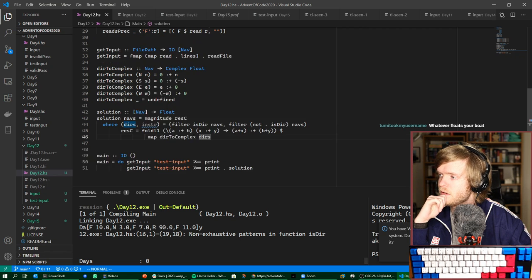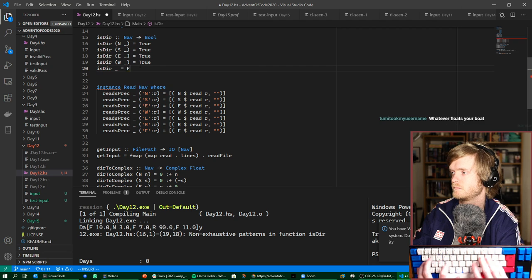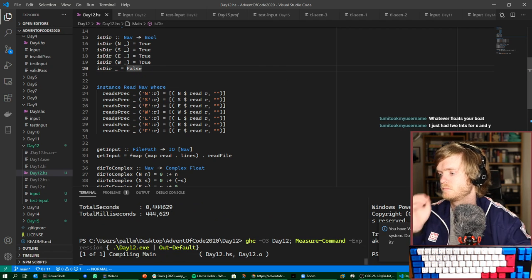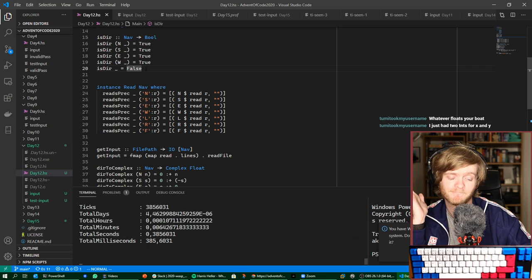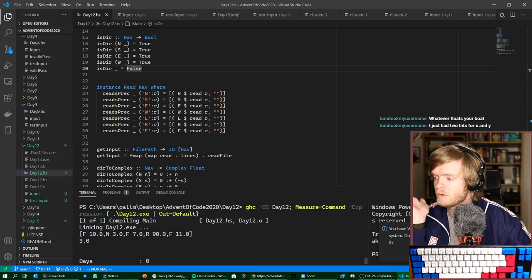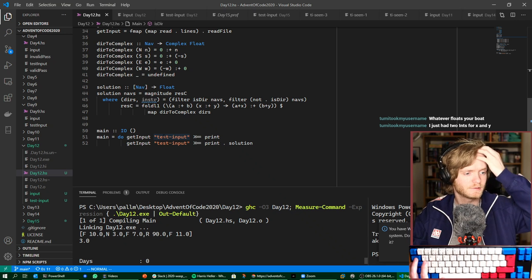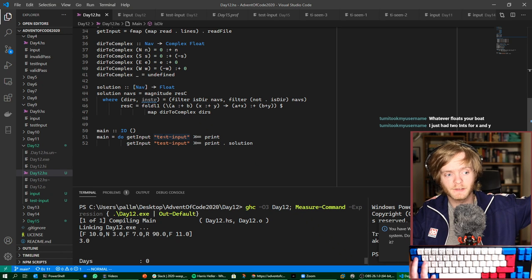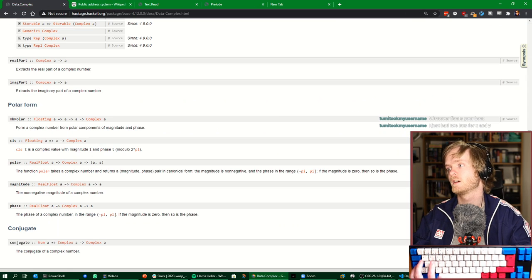Non-exhaustive patterns in function is dear. All right. I just had two ints for X and Y, yeah. Okay, so we go north, up three, and I mean, it's like we use polar coordinates, right? That's what the space people do. We're gonna be like astronauts using a god complex.